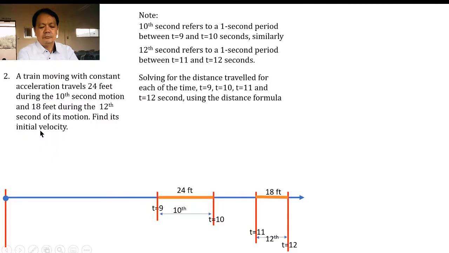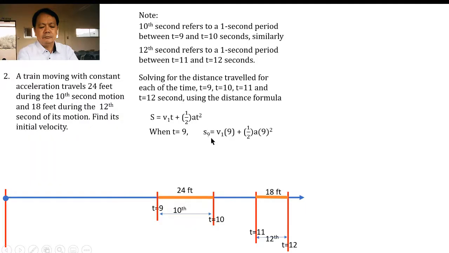Now, puntahan natin. If you're going to solve for the distance traveled for each of the times, t equals 9, t equals 10, t equals 11, and t equals 12, using the distance formula. Ano ba yung distance formula natin? Ito yung distance formula: S equals v sub 1 t plus 1/2 a t squared. Okay, we're going to substitute. When t equals 9, ano yung ating distance? I will be using S sub 9 because the subscript refers to the time. Therefore, ito yung distance traveled when t equals 9.